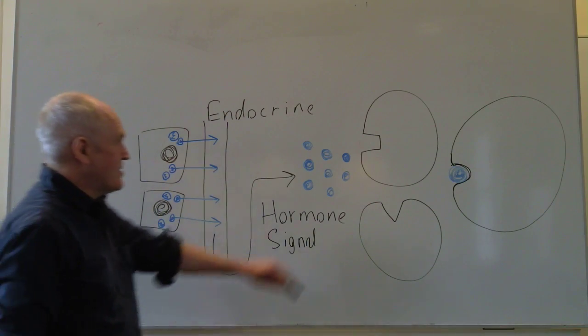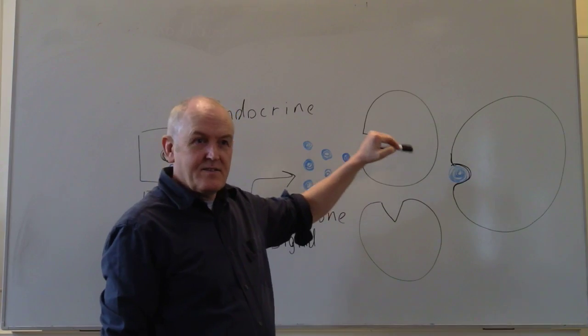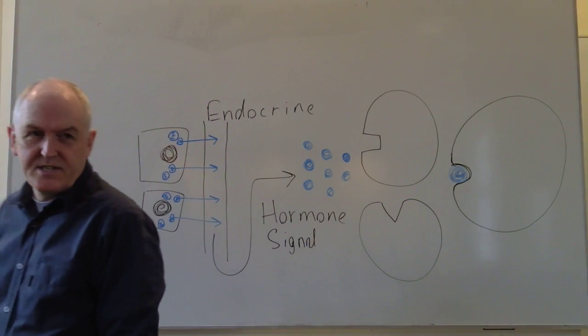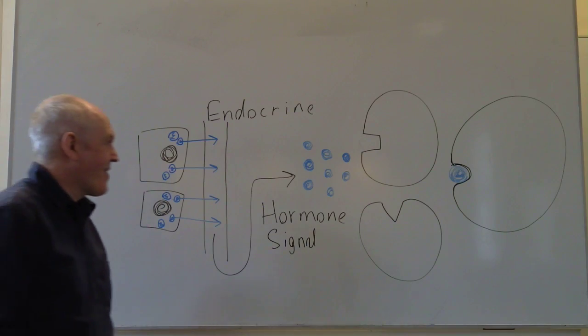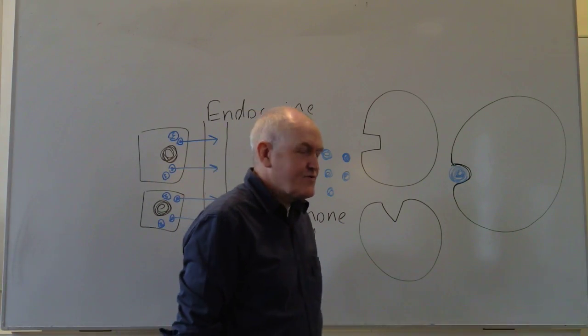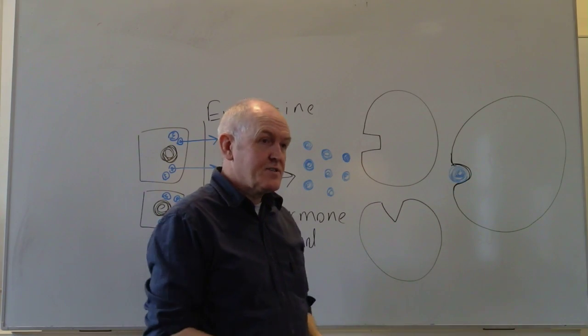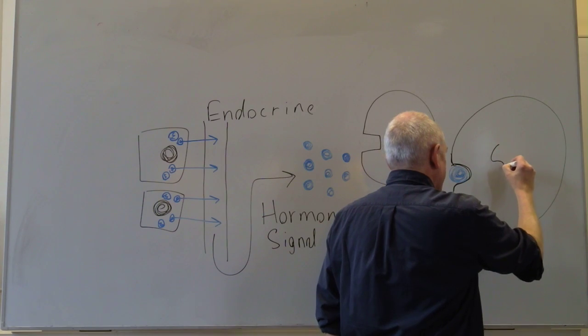So the ones it doesn't want to target are ignored because they don't have the right receptors. The one it does want to target, the signal molecule, fits into the receptor molecule, and that's good. Now, I've drawn the receptor molecule on the outside of the cell here. Sometimes there's receptor molecules inside the cell as well.